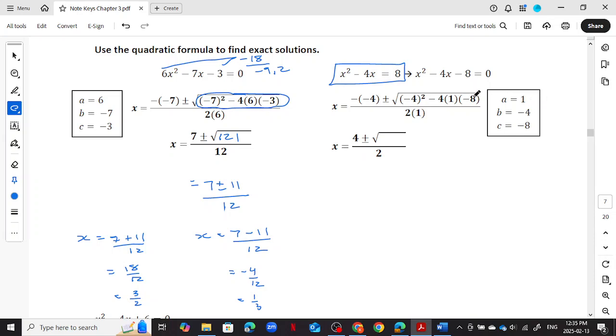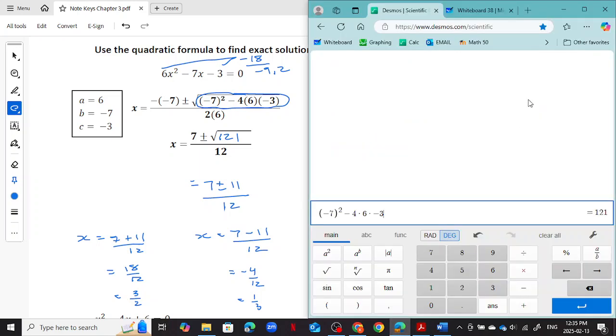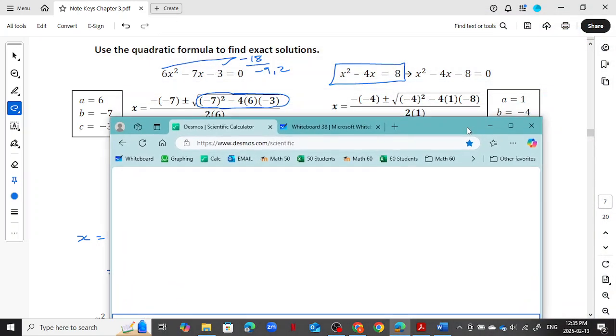Again, I just want you to practice simplifying the discriminant. So what would I get if I did negative 4 squared minus 4 times 1 times negative 8? Now for me, I actually don't even plug that in like that.